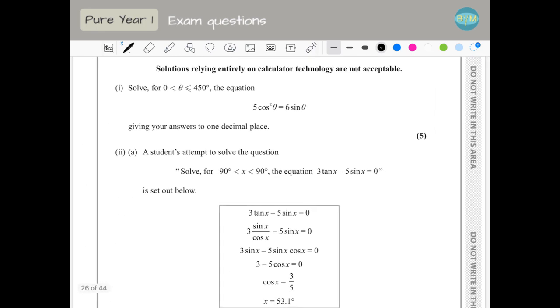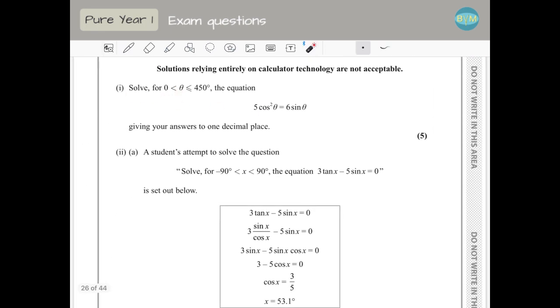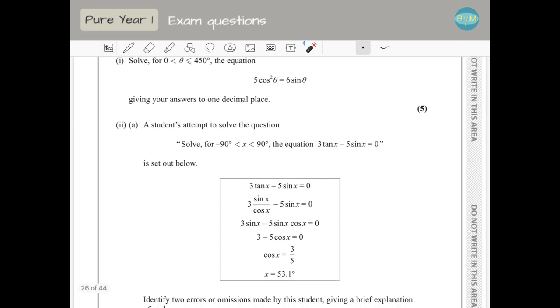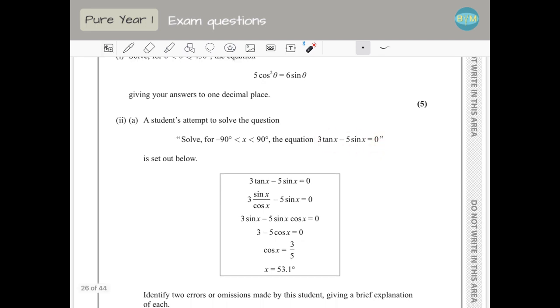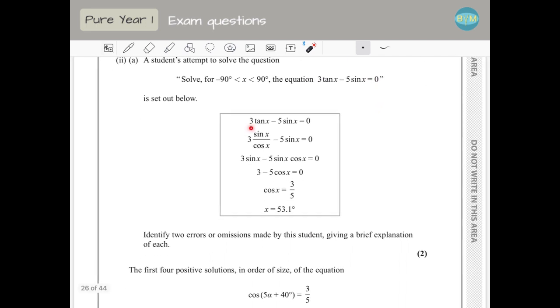This is the first part, so solve this equation, and then students attempt to solve the equation between minus 90 and 90. This equation here is below, 3 tan x, so they have the working out here. Identify two errors or omissions made by the student. So this is the equation.